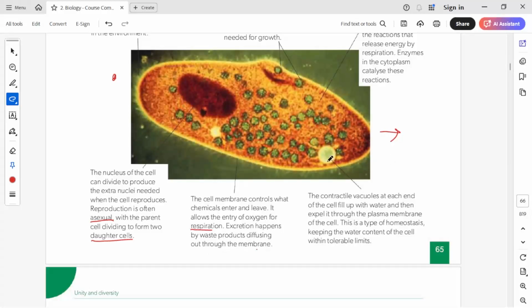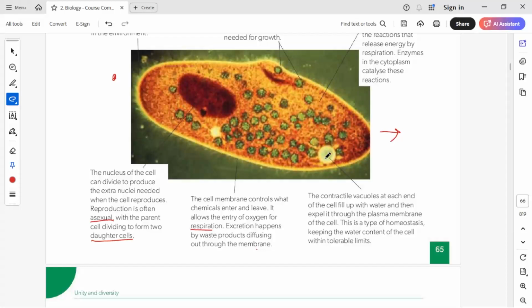Next is the contractile vacuole. These vacuoles help the cell collect water and then expel it through the plasma membrane of the cell. This is a type of homeostasis, keeping the water content of the cell within tolerable limits. Whatever extra water enters the cell will be accumulated in these vacuoles and expelled outside the cell. So according to the requirement, the water level is maintained inside the cell.